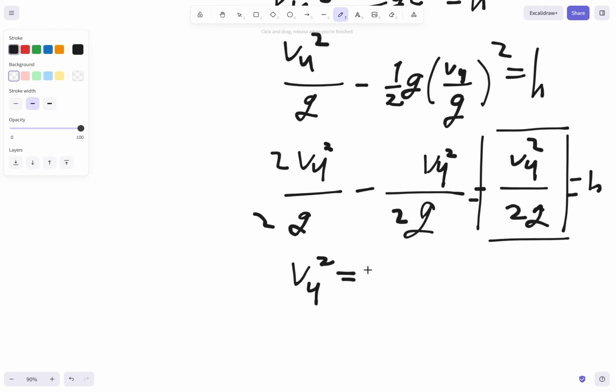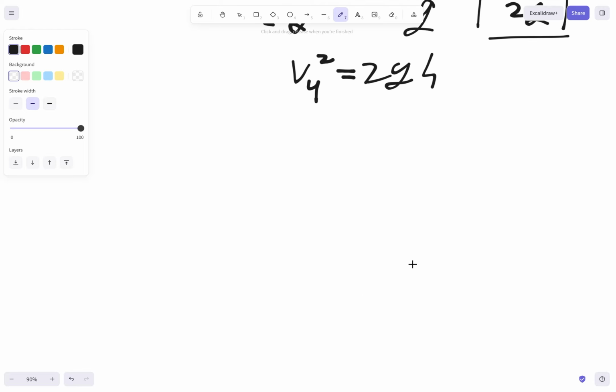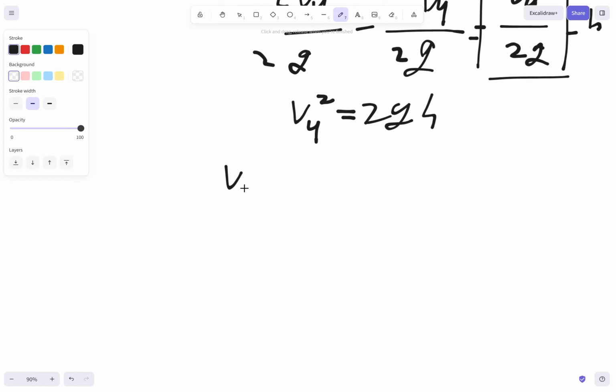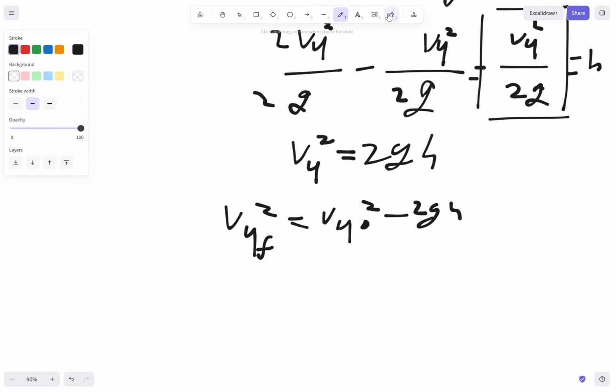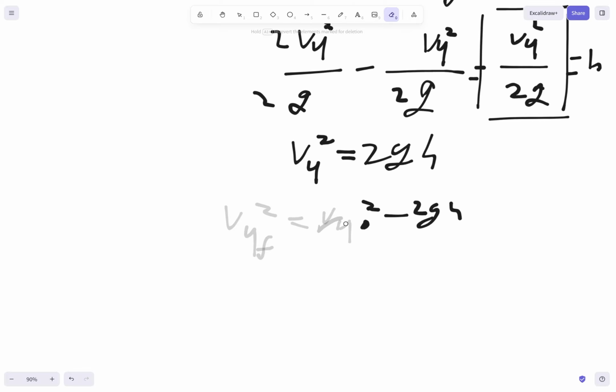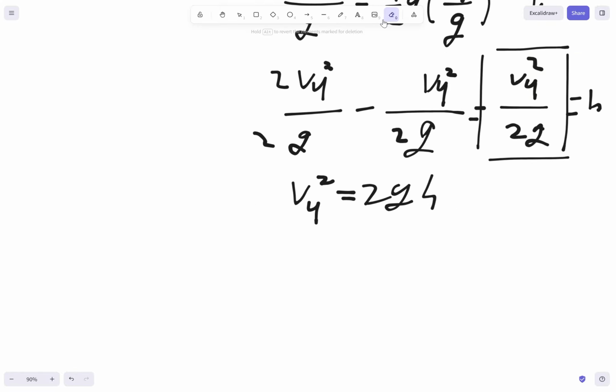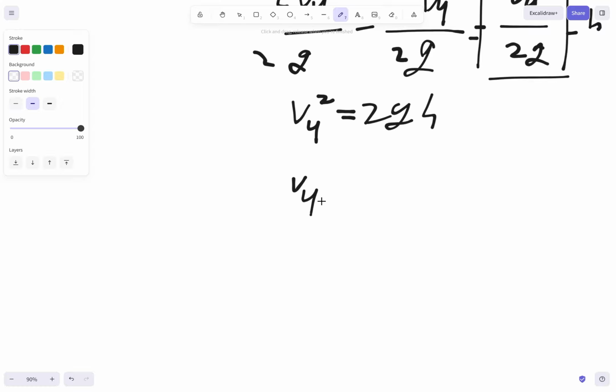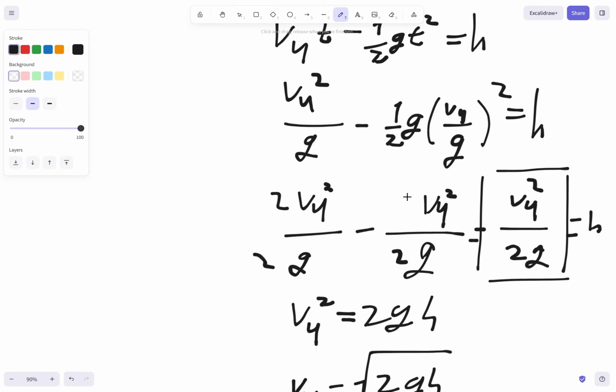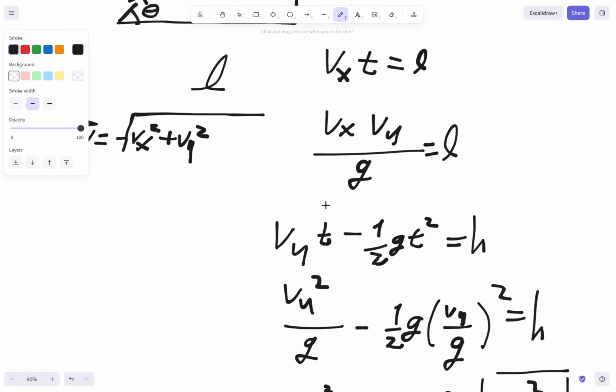Oh my God, I'm actually so stupid. Okay, look, what I'm saying is the final Vy squared equals Vy0 squared minus 2gh. You set this equal to 0 and, okay, well, at least I'm proving physics. But yeah, we get this anyway: Vy equals square root 2gh. And yeah, now we can plug that into Vx.